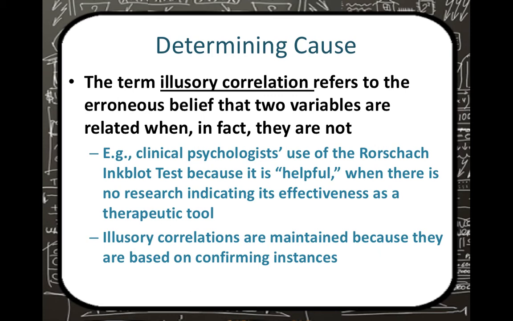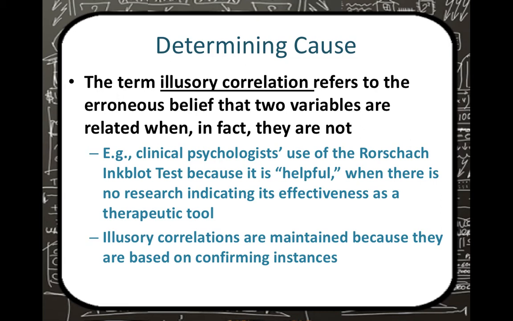So some clinical psychologists use the Rorschach ink blot test and claim it's helpful, even though research shows it's not effective as a therapeutic tool. Even though they know there's no research supporting that it's actually useful for anything, they feel it's helpful anyway. So that's this illusory correlation. They feel like two variables are related. I feel like what people say when they see this ink blot reveals something that's going on in their mind.